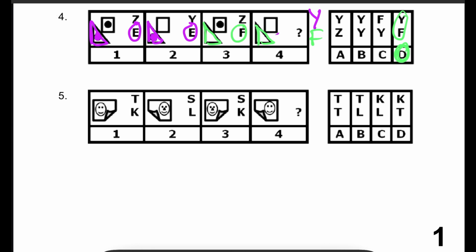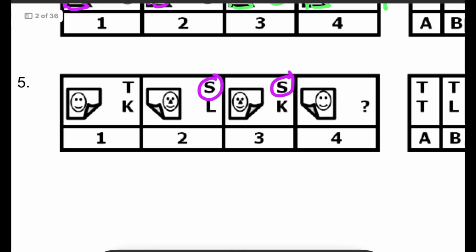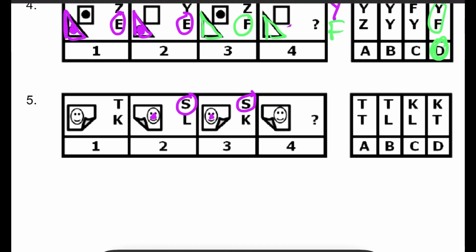So here, 2 and 3 both have an S as the first letter, and as you can see, they both have this smiley face that has a triangle shape as a nose, whereas 1 and 4 don't have a nose shape triangle in the middle of the smiley face. So the first letter here was a T, the first letter here will also be a T.